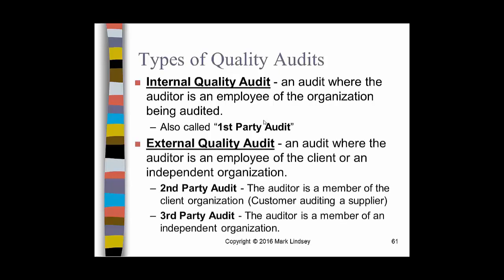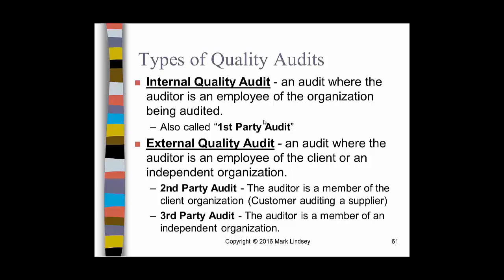Now external audits is basically where the auditor is an employee of the client or an independent organization, but not of the auditee. You got 2 types. You have the second party audit. So that could be yourself going out auditing a supplier. You know the supplier's payroll, and so you're auditing them.